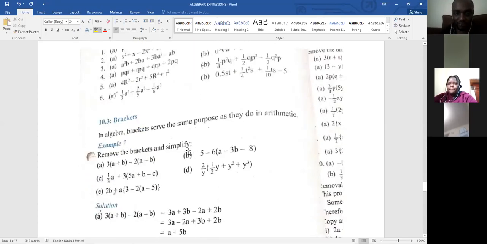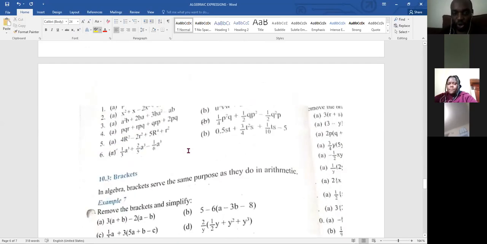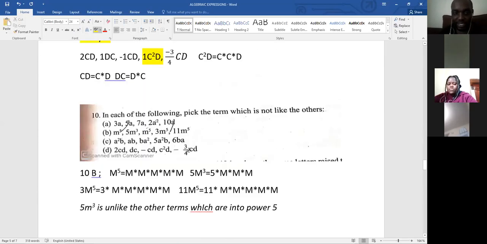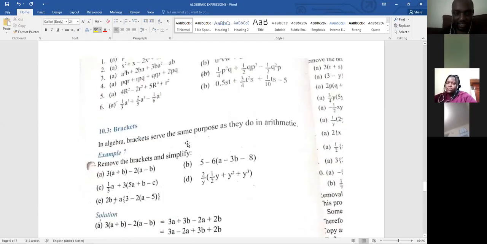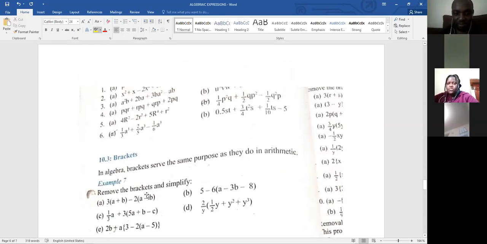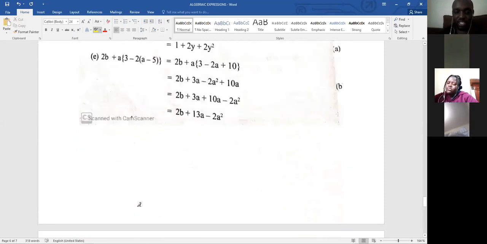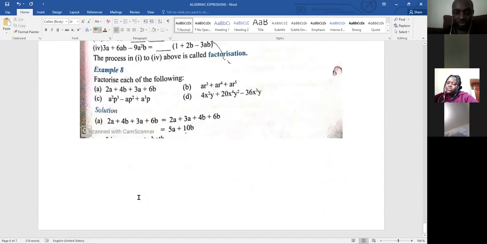So today, I want us to go on and look at removing brackets. Like in this case here, remove the brackets and simplify. So this is what I wanted us to look at today. In algebra, brackets serve the purpose they do in arithmetic. So remove the brackets and simplify: 3 into brackets A plus B minus 2 into brackets A minus B. So this is what I want to come here and do.